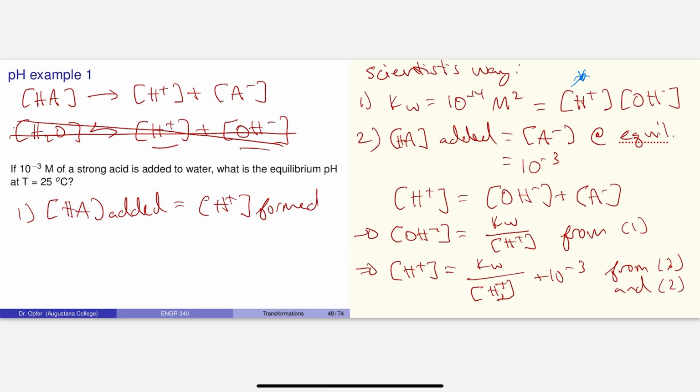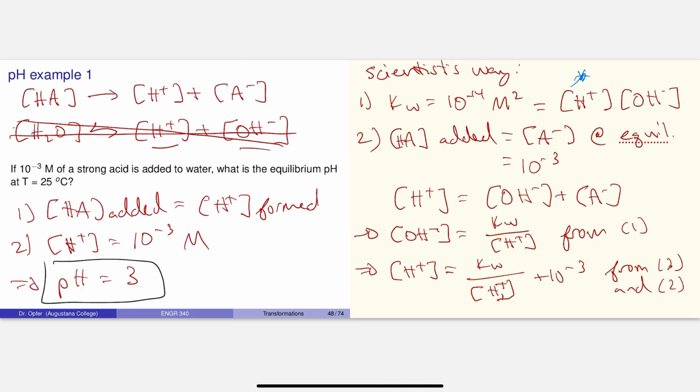Here we can do that though, because we no longer care about what the water is doing. So HA added equals H plus formed, which means that at equilibrium, the concentration of H plus is just equal to how much we added, which is 10 to the minus 3 moles. Then take the negative log of that and we get pH equals 3. Technically not as truthful because we're making an assumption that the weak acid water has a negligible impact on the final pH, but we get the exact same value.